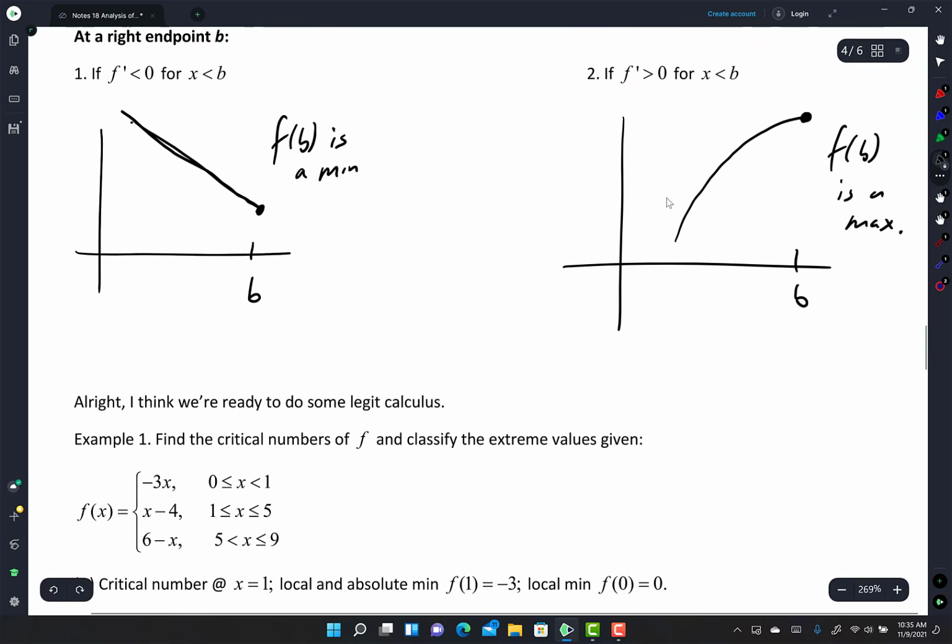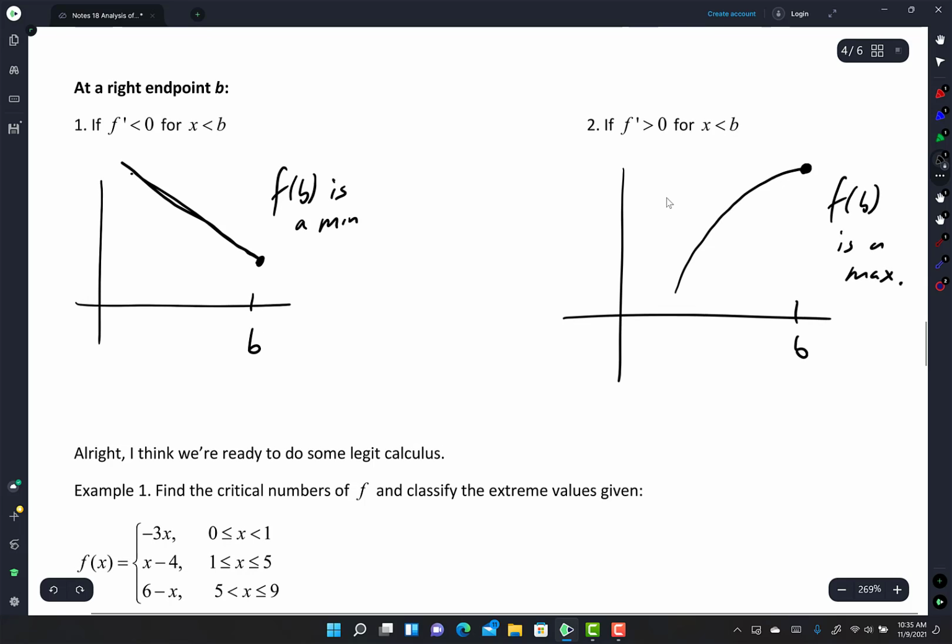Wait, are those supposed to be f private? Oh. No, f of b.